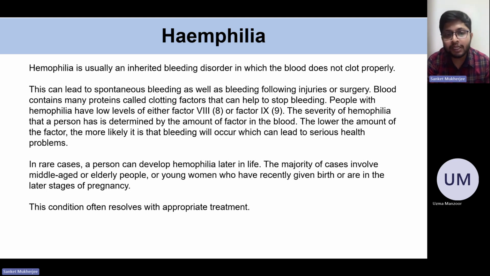This can lead to spontaneous bleeding as well as bleeding following injuries or surgery. Blood contains many proteins, which include the clotting factors which prevent bleeding. Now, people with hemophilia have severely low levels of either factor 8 or factor 9. The severity of hemophilia that a person has is determined by the amount of factor in the blood. The lower the amount of the factor, the more likely it is that bleeding will occur, which can lead to serious health problems. In rare cases, a person may develop hemophilia later in life.